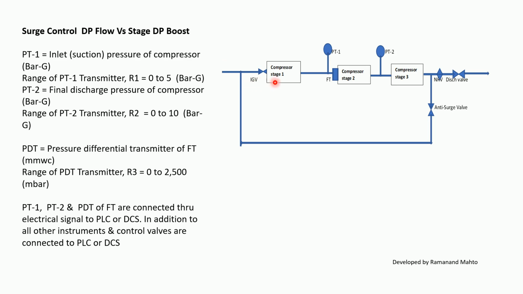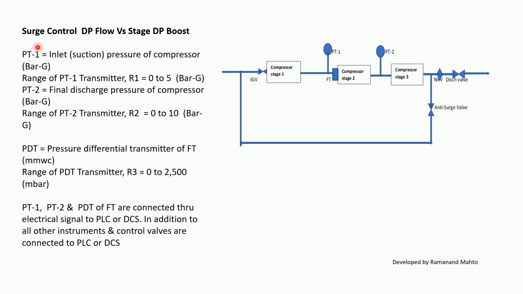This is again a multi-stage compressor: stage 1 compressor, stage 2 compressor, and stage 3 compressor. It is taking suction from either atmosphere or process gas, and it has IGV and an anti-surge control valve. In case of air compressors, it is venting to atmosphere, but in case of process, it is returning back to suction. Then one NRV, non-return valve, and discharge valve, and then it is connected to system pressure.